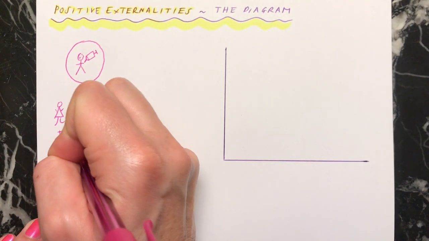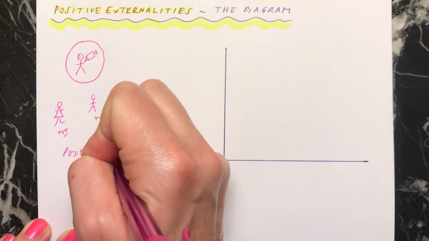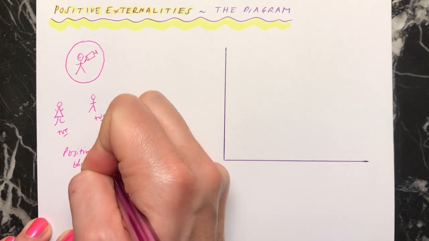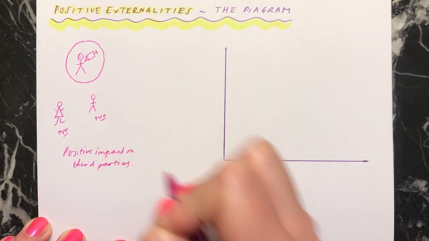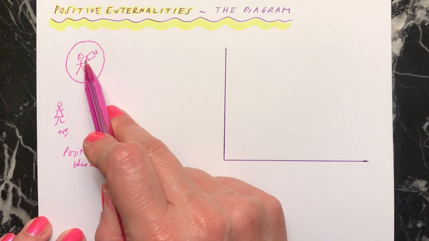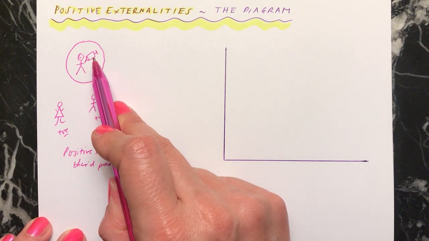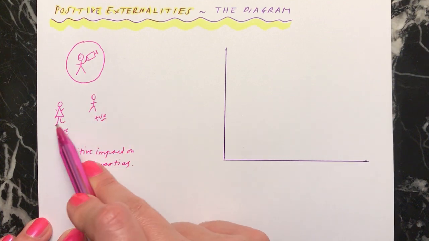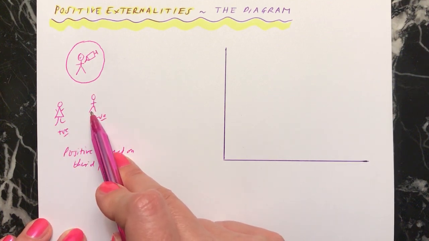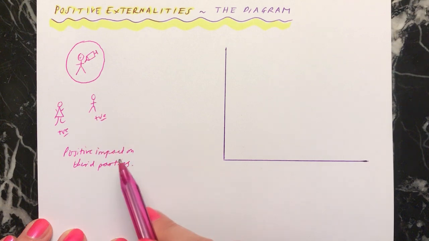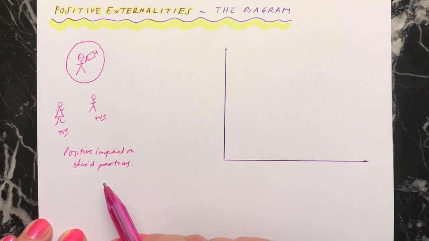So it has a positive impact on third parties who are outside the transaction. So an example would be this person having the injection or inoculation against a disease. They have private benefits from this, but also people outside the transaction also experience positive benefits from this, and these are external benefits, and therefore this is generating positive externalities.